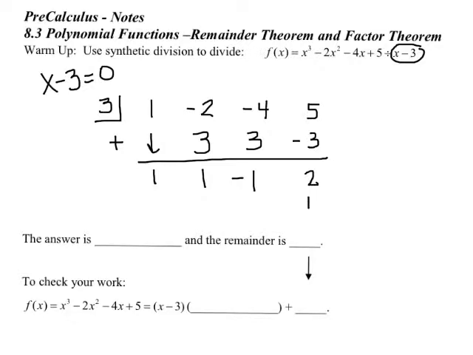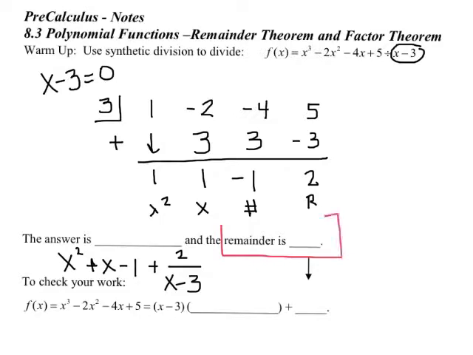Where the 2 is, put an R. That's the right-hand side. R for right and remainder. So our answer is, I'm not going to be able to fit it in that space, x squared plus x minus 1 plus 2, and we put the remainder over x minus 3, that original divisor. What we're talking a lot about today is going to be the remainder. So let's write here, the remainder is 2.